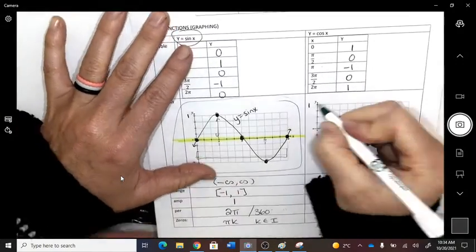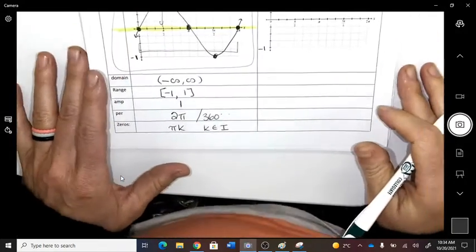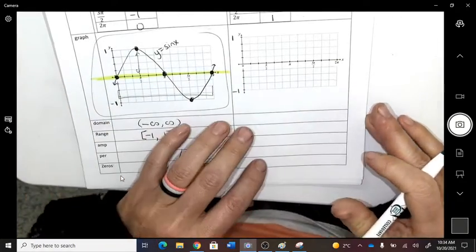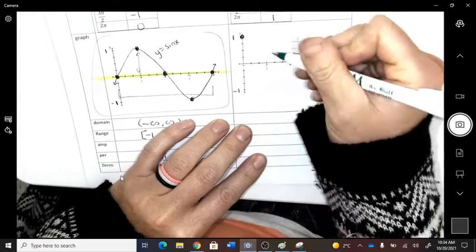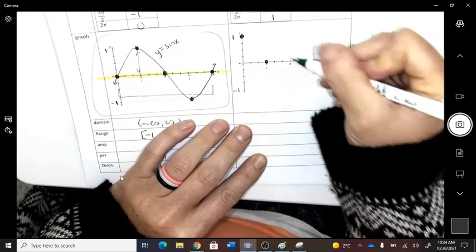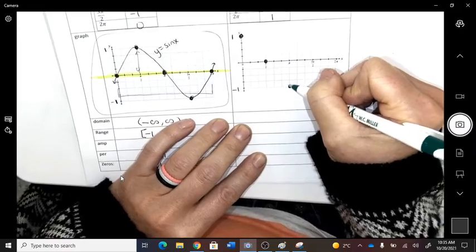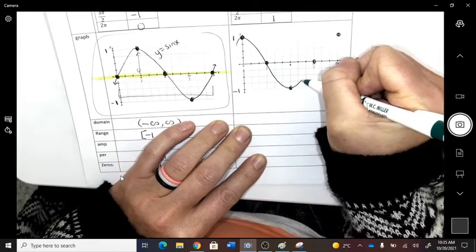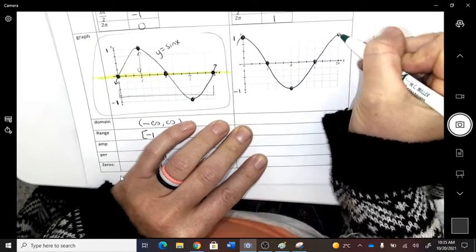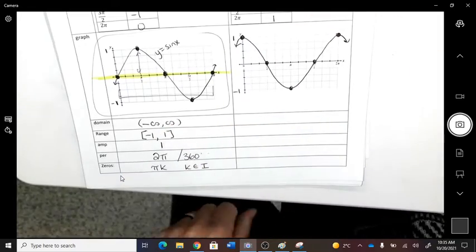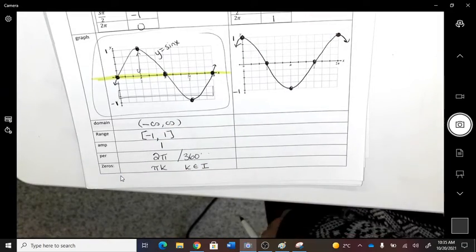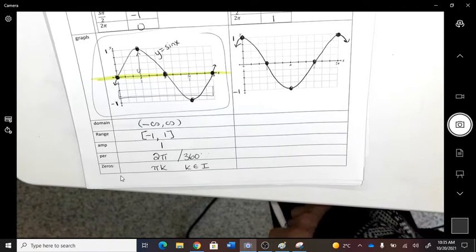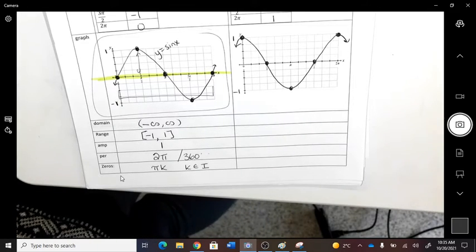I'm going to do the same scale here. So there's my 1 and negative 1. So 0, 1; pi over 2, comma 0; pi, negative 1. So this is a cosine wave curve, and it's just going to keep going.